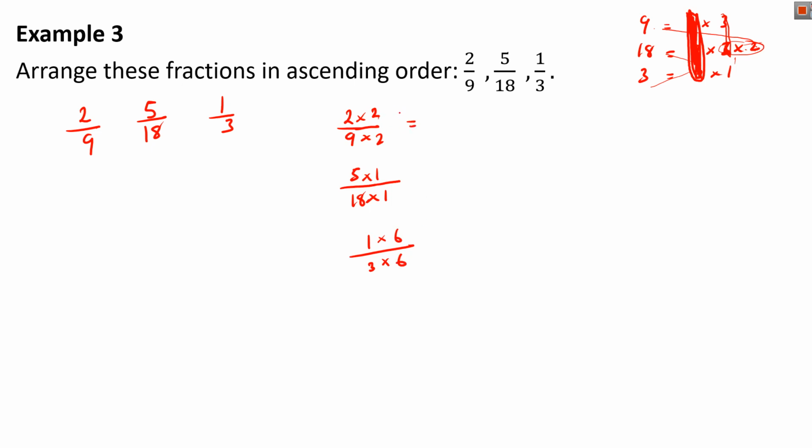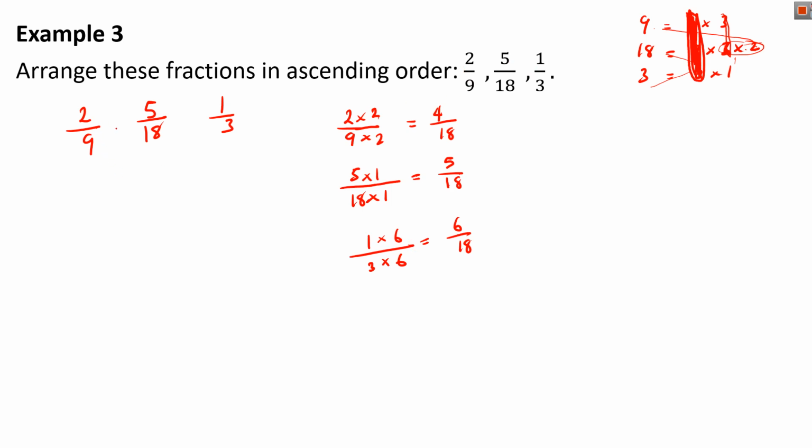So this one, 2 times 2 is what? 4. 9 times 2 or 2 times 9, 18. 5 times 1, 5. 18 times 1, 18. Any number times 1 is the same. Now 1 times 6, 6. 3 times 6, 18. That means that the biggest is what? 1 over 3, while the smallest is 2 over 9.